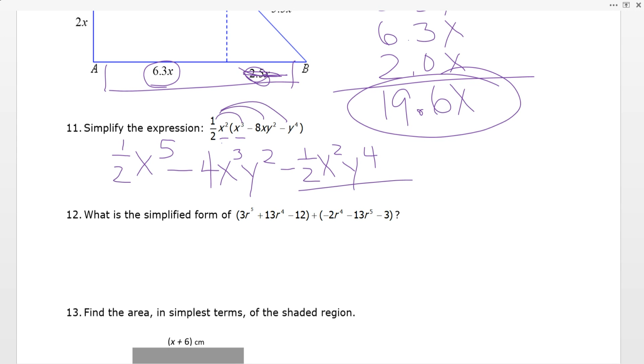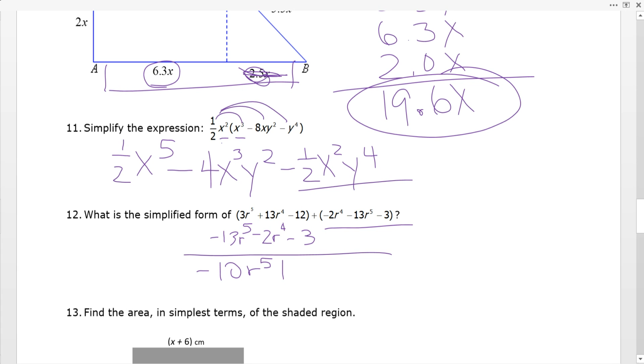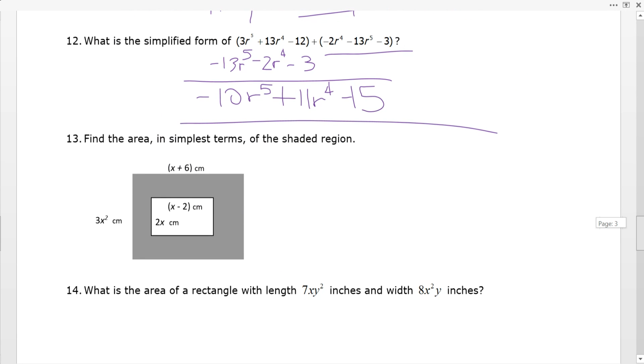Okay, number 12, I am going to take these guys, since it's adding, and put them under their matching term. So I have minus 2r to the 4th, minus 13r to the 5th, and minus 3. So this is going to be minus 10r to the 5th, plus 11r to the 4th, minus 15. Hopefully you're getting to this point going, oh, this is easy. That would be the goal, because then your test will be easy. And since this is a review, this is really what your test is going to look like.